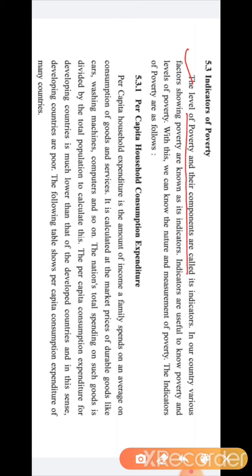So let's see once again. The level of poverty and its components are called its indicators. In our country, various factors showing poverty are known as its indicators. Indicators are useful to know the poverty and levels of poverty.